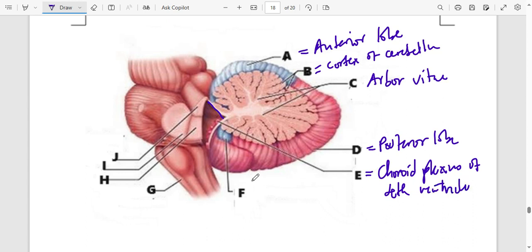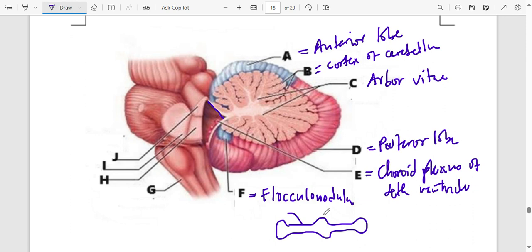And then how about F? Okay, flocculonodular. It's called that because it has two parts. It's like this. It has the flocculus and the nodulus, the flocculonodular lobe. And then how about G?